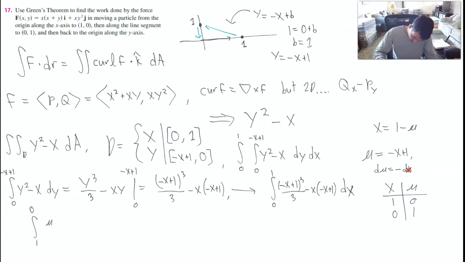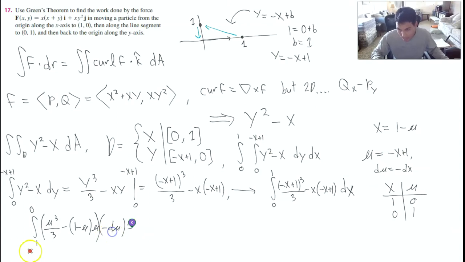Mu cubed divided by 3 minus, now there's a minus x here, so I'll write this as 1 minus mu times mu d mu. It's a negative d mu actually, right? Yeah, negative d mu. Okay, so that's our new integral.